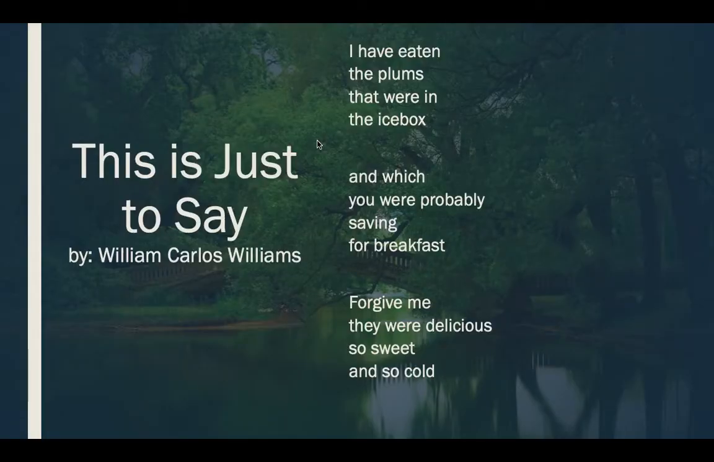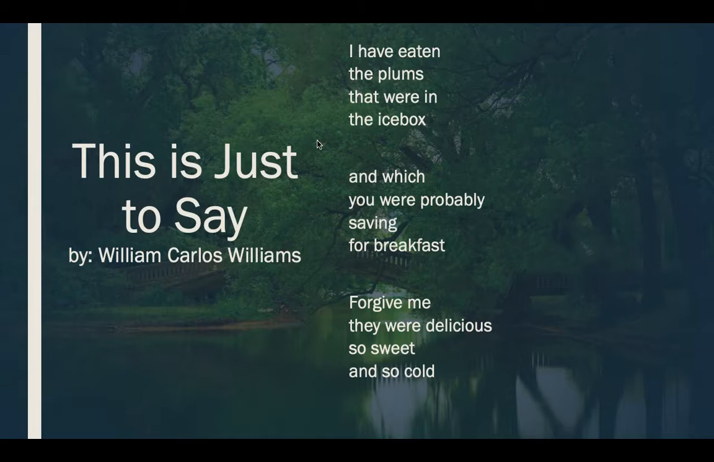And so here we are. This Is Just To Say. I have eaten the plums that were in the icebox, in which you were probably saving for breakfast. Forgive me. They were delicious. So sweet and so cold. William Carlos Williams.